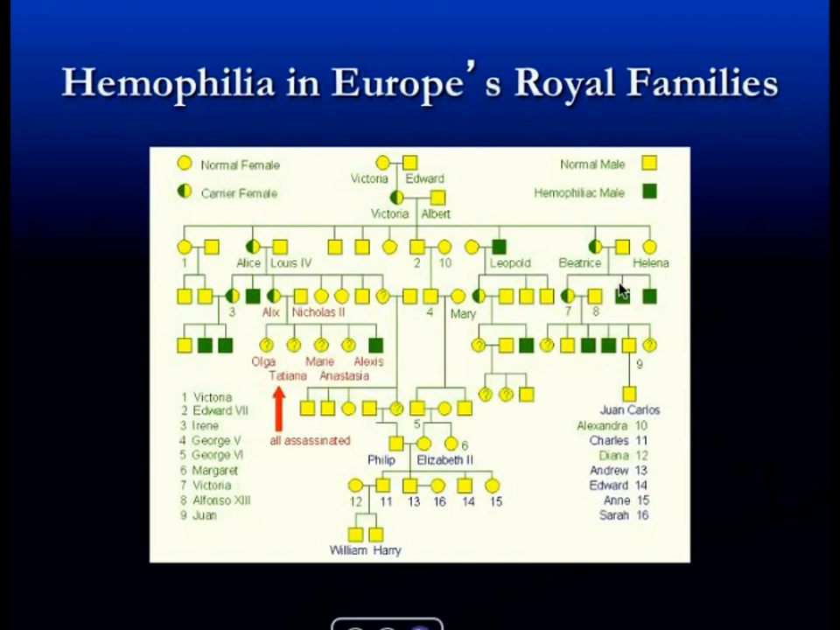I don't think the children who died in infancy are actually listed on here. So Leopold passed it to his daughter, and she ends up a carrier, and his son didn't get it because he can't pass it. No, he can pass it. He can't pass it to his son because he has it on his X. So he can pass it.